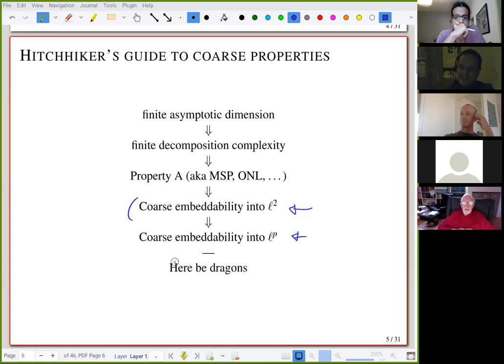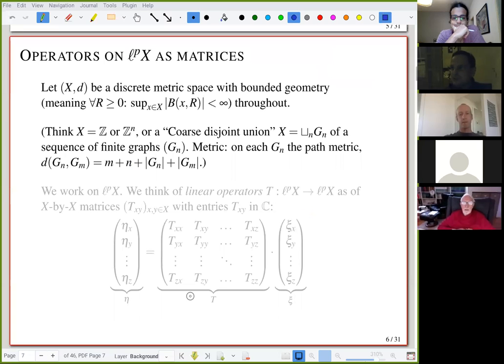And then, so here be dragons means that that's a class of spaces which do not coarsely embed into any LP. And that's the one where we don't really have that many sources of examples, and that's where weird stuff happens, as you will see, I guess, in this talk later on. Right. So let's go to row algebras.